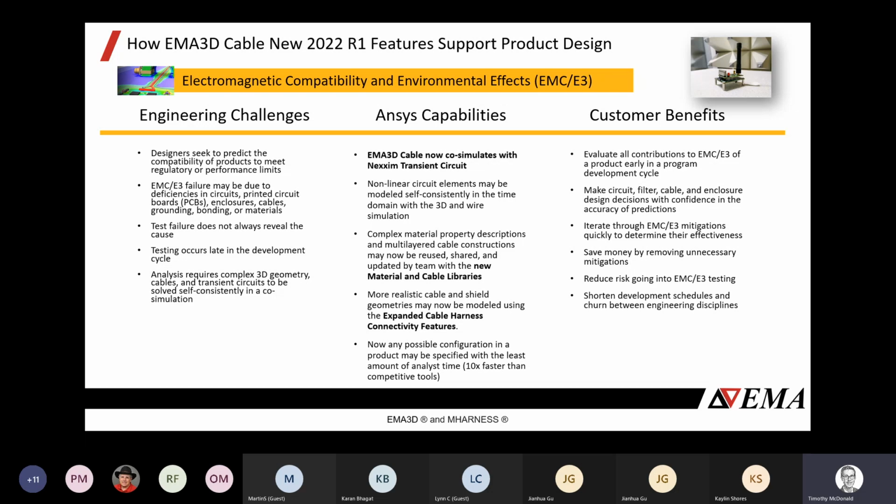You can add things like filters, circuits, ESD diodes, lightning Zener diodes. All of those components can be added in with confidence, and then we can iterate through mitigations. Those mitigations may be at the circuit level, they may be at the cable level, or at the 3D component. So you're going to save money, but also save risk. You'll go into your EMC testing with confidence that you're going to pass, and shorten your development cycle and the churn between engineering groups.